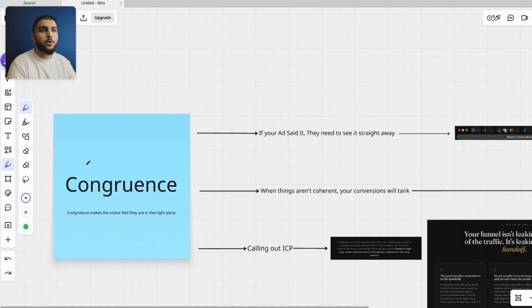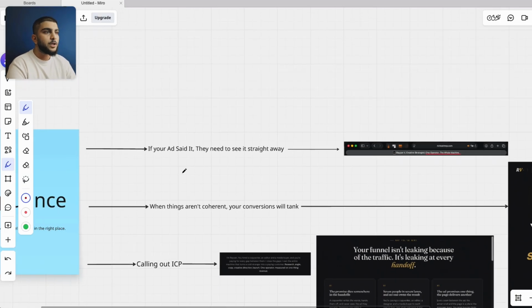The page must echo the promise that sent the client there, or the customer. Whatever your ad or advertorial promised, your headline must reflect it immediately. If there's a gap between what they clicked and what they landed on, you lose them within the first 7 seconds. That's as simple as that. So getting into it, if your ad said it, they need to see it straight away.